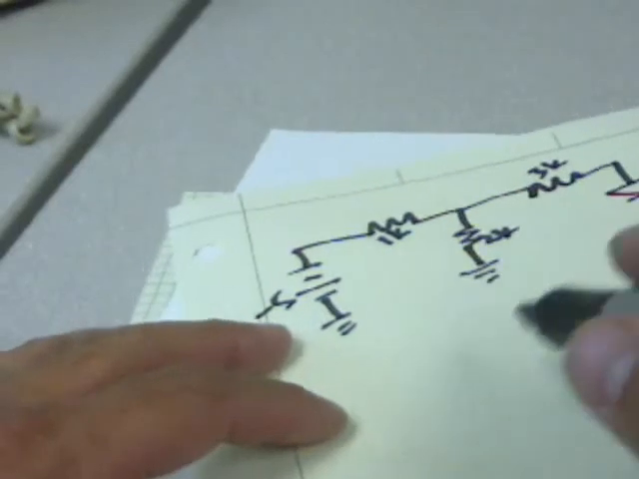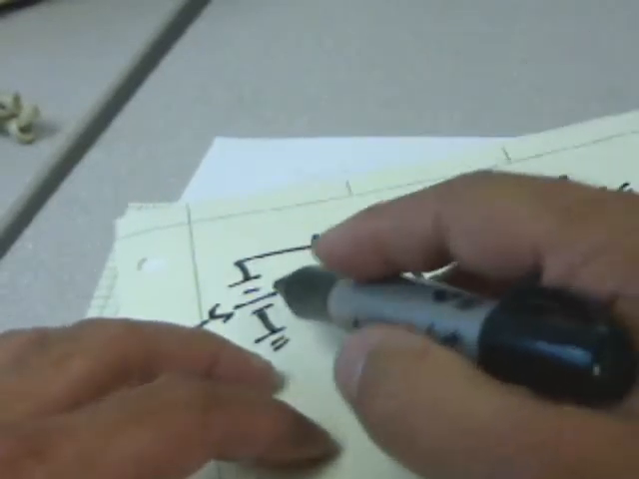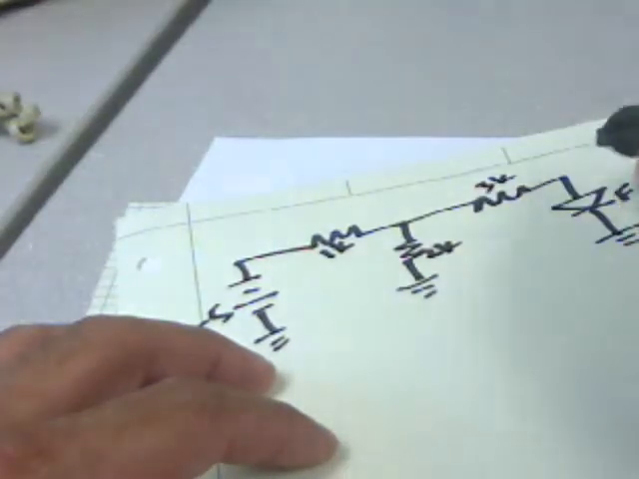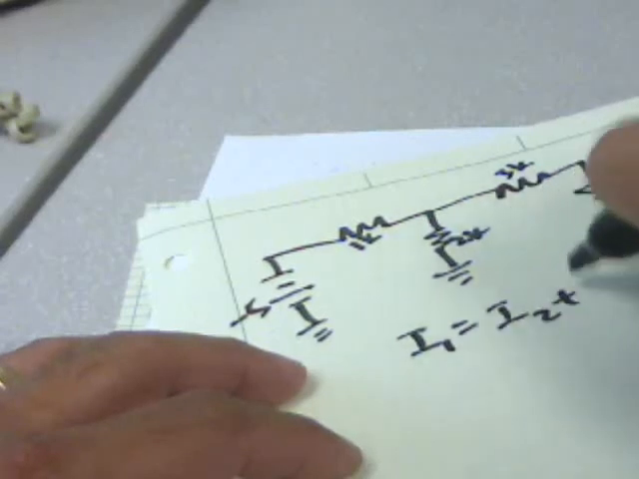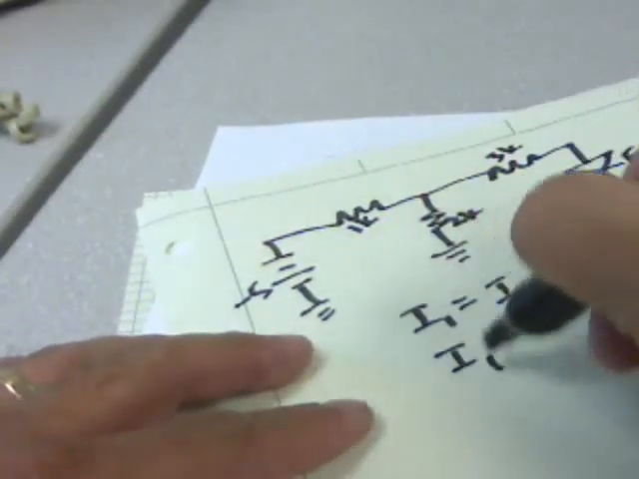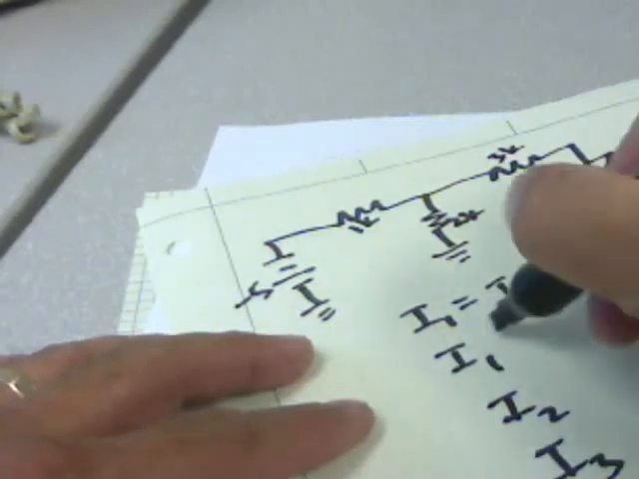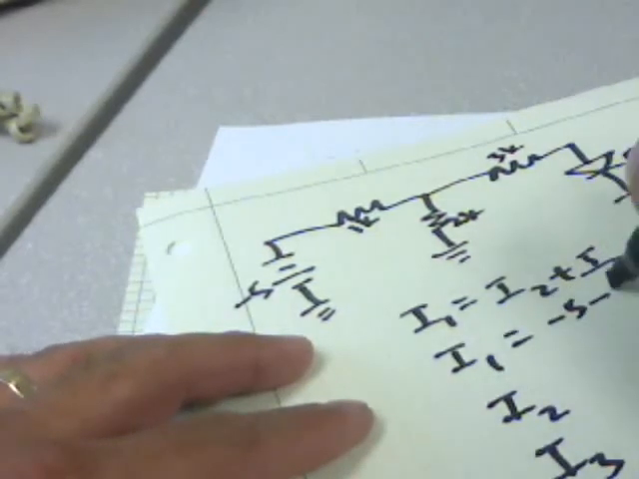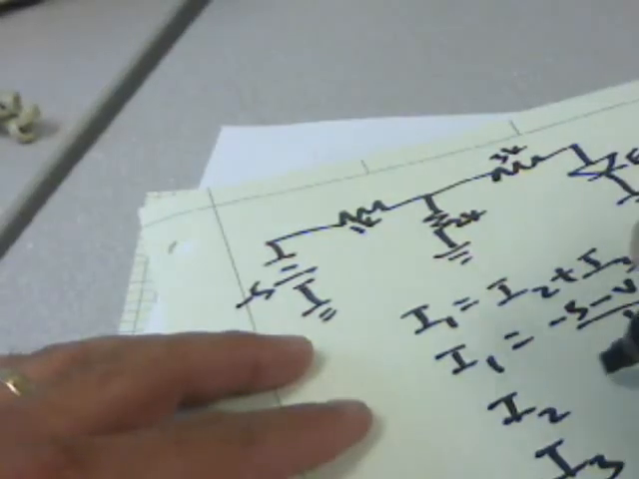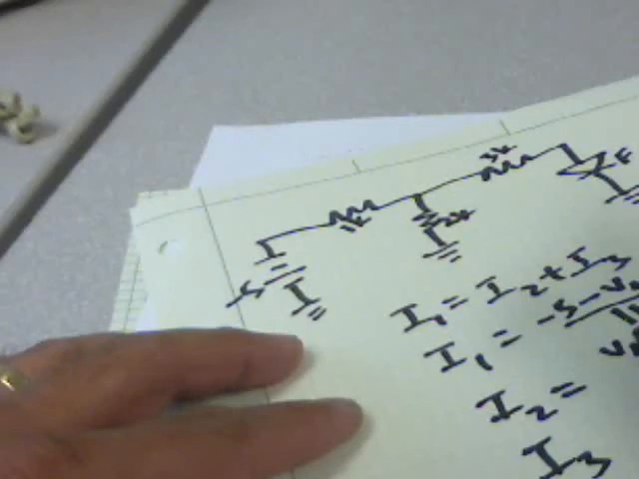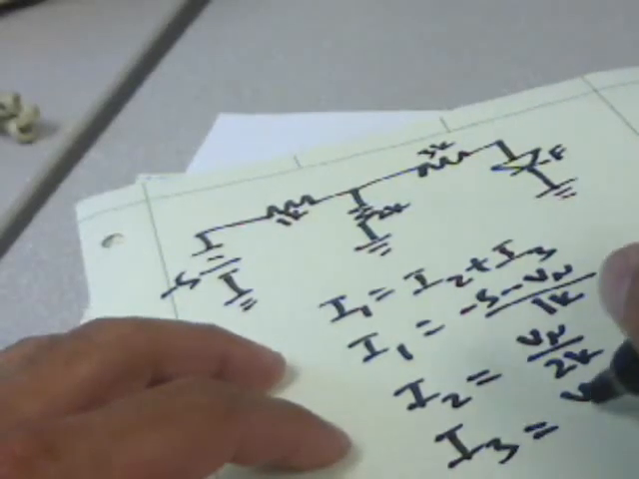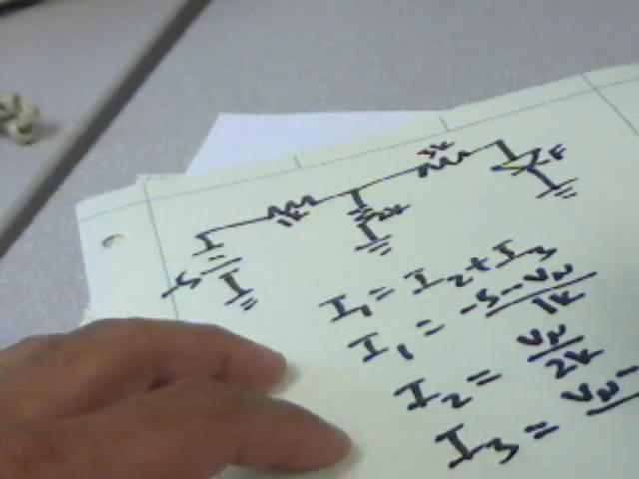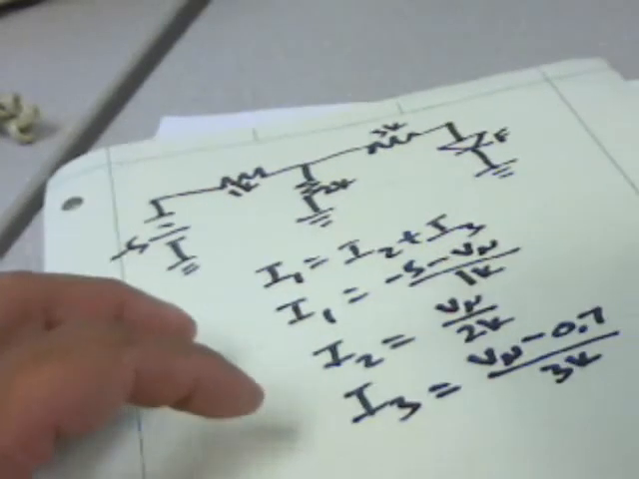But anyway, let's look at this circuit here. Negative 5 volts, and we do the same thing. We say it's forward biased, so we work through the whole thing again, and we say I1 equals I2 plus I3, where I1 is minus 5 minus Vn divided by 1K, this one is Vn divided by 2K, and this one is Vn minus 0.7 divided by 3K. Okay, so we have our circuit equations there.